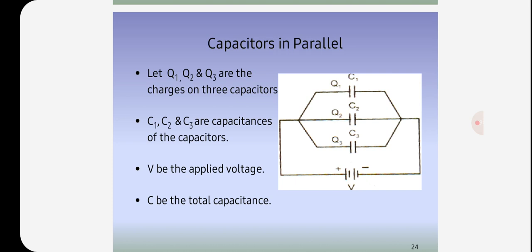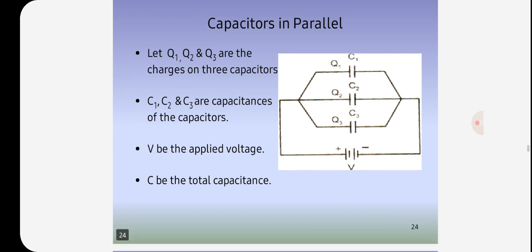In a parallel connection, the total charge must equal the algebraic sum of charges in all capacitors. Let Q1, Q2 and Q3 be the charges in the three capacitors. C1, C2 and C3 are the capacitances of the capacitors. V is the applied voltage, and C is the total capacitance.